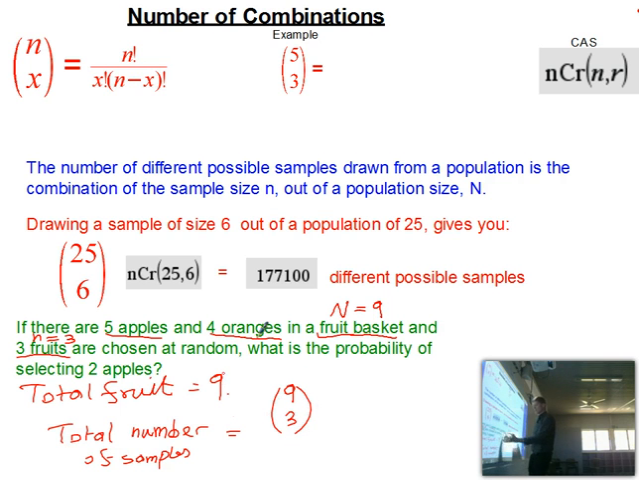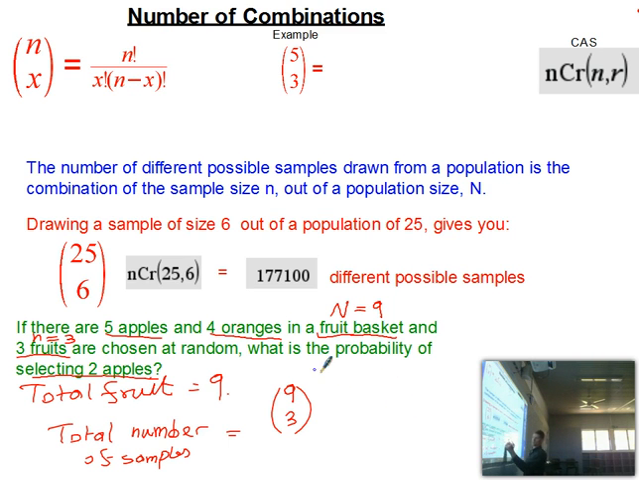Okay? And then, let's say we're interested in selecting 2 apples from that. Okay. Well, from the 2 apples, we've actually got 5 different apples to choose from. But for a sample size of 3, it means every time we draw 2 apples, we're also going to get 1 orange. But there are 4 different oranges we can choose from. So we're going to have a mix of combinations occurring here.